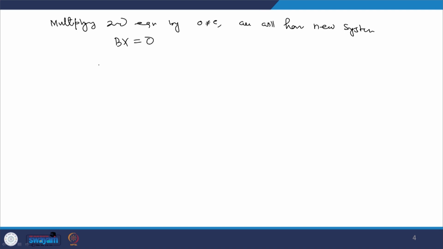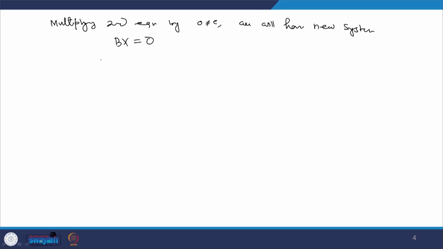Multiplying the second equation by C, not equal to 0, in this case we will have a new system, say Bx equal to 0, where the first row of B is the first row of A, the third row of B is also the third row of A, but the second row of B is C times the second row of A. Now, if I multiply the second equation of Bx equal to 0 by 1 by C, certainly I will get back to my first system Ax equal to 0.